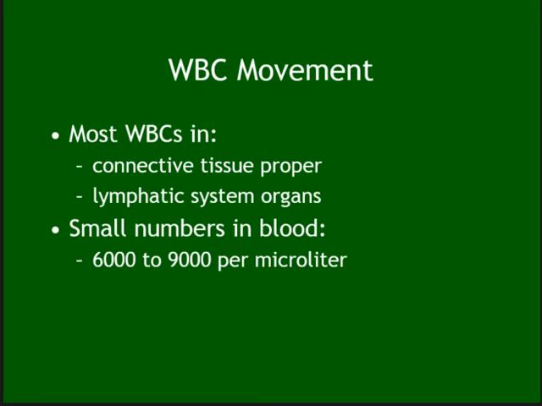Where are the white blood cells? Some of them will be in the blood, but the vast majority is not actually circulating in the blood. It is in the connective tissue proper and in the lymphatic system. This is the major part. So what you actually see in your bloodstream is part of your white blood cells, not all of them. And you see from 6 to 9,000 per microliter, and you have to remember this number, 6 to 9,000, because this is the right number.